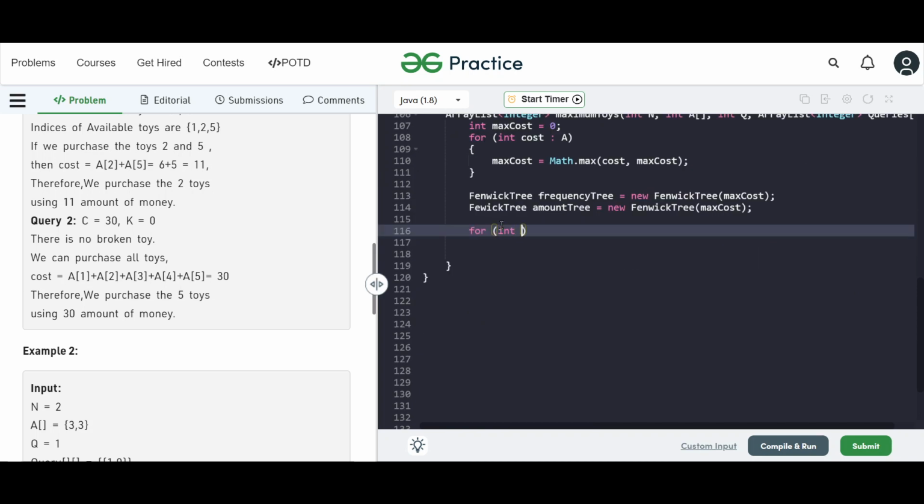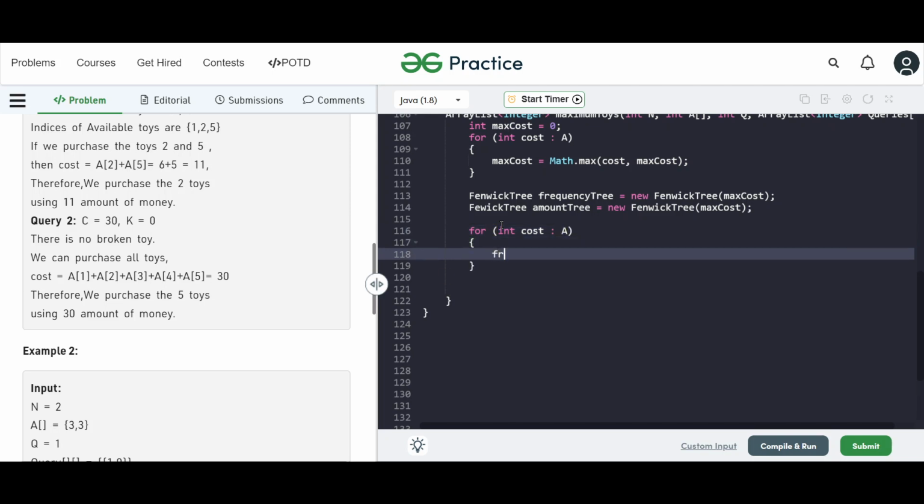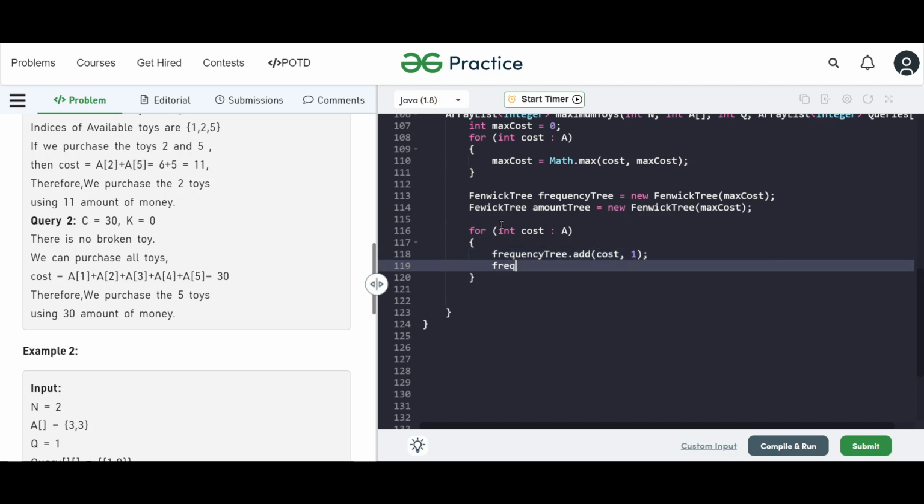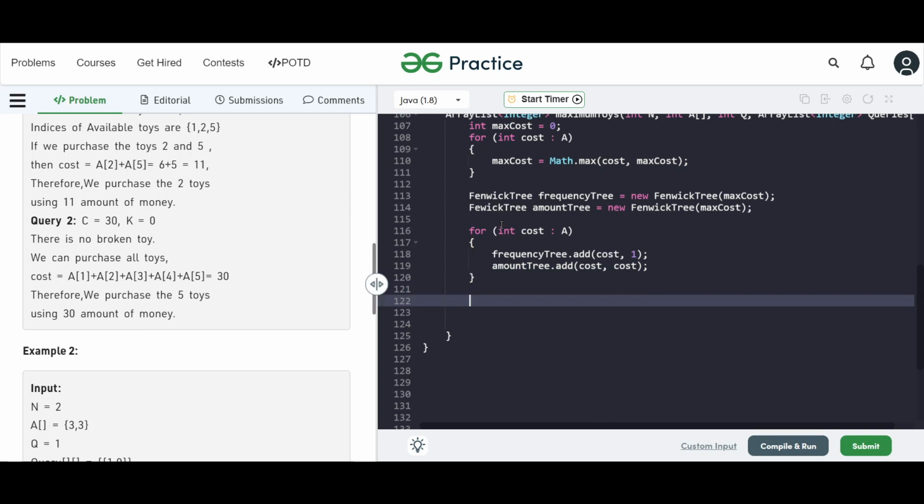So let's build the trees, right? So we go through each and every cost. So for each cost in A, well, for the frequency tree, what we're going to do is for this cost, I want to add 1, right? That's the frequency. And in the amount tree, well, for this cost, this much cost gets added, right? That's the basic idea. Now we have built the tree.